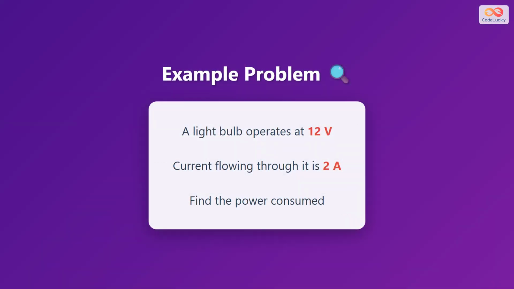Now let's apply this formula to a practical example. Suppose a light bulb operates at 12 volts and the current flowing through it is 2 amperes. Our task is to find the power consumed by this light bulb. We have all the information we need, the voltage and the current. Let's solve this problem step by step.